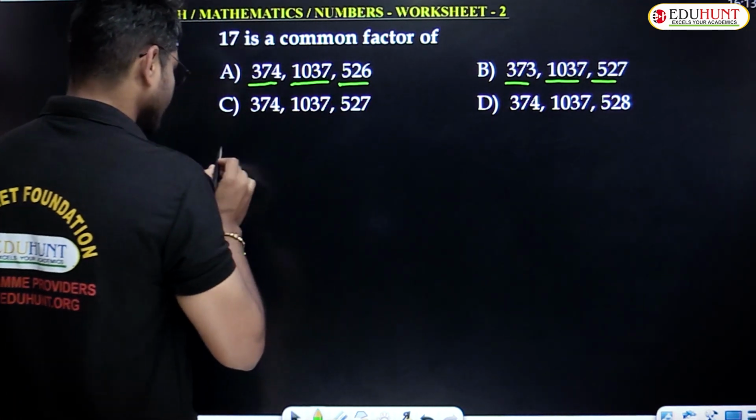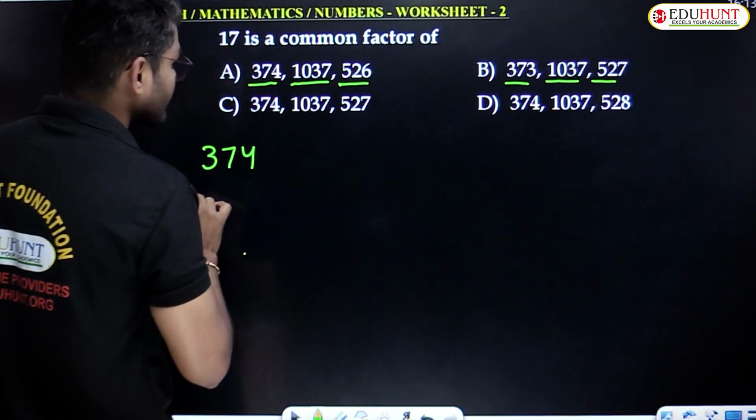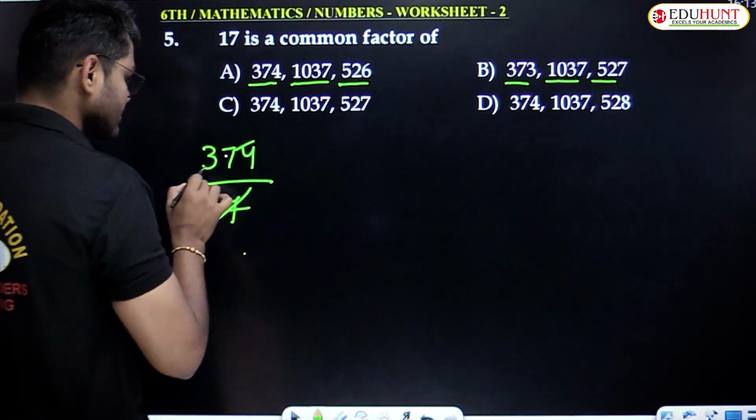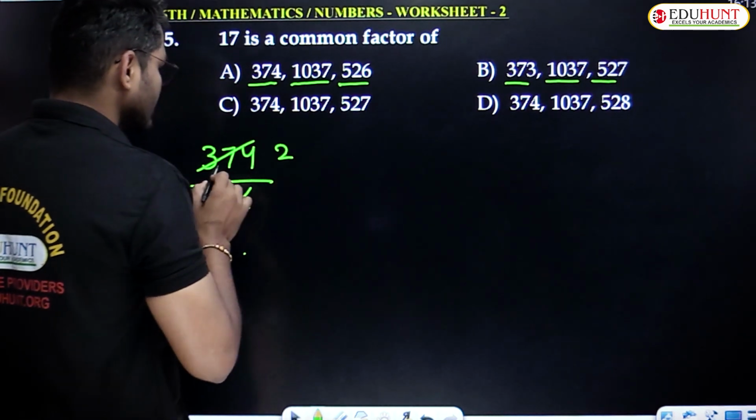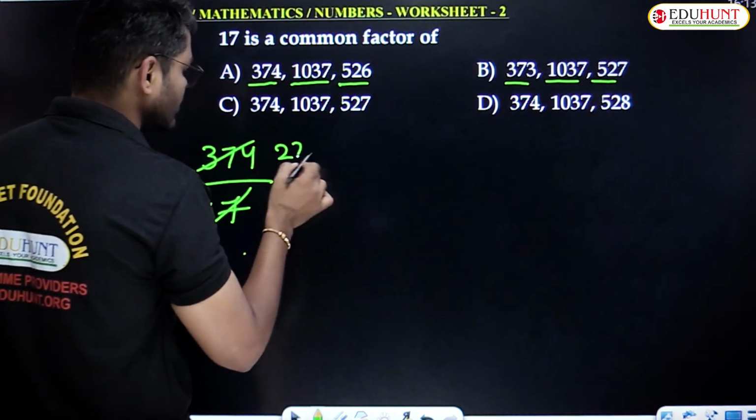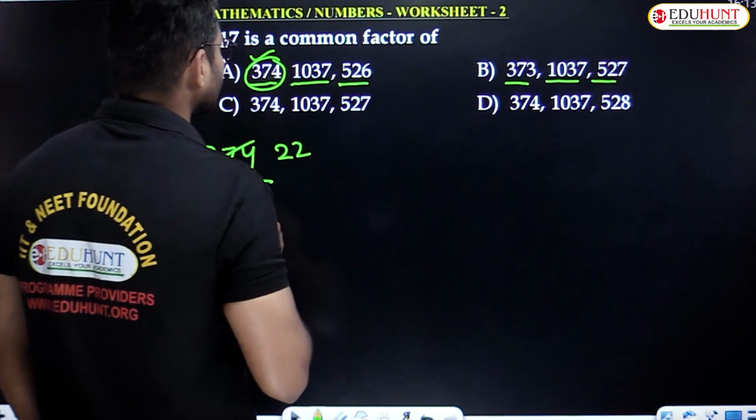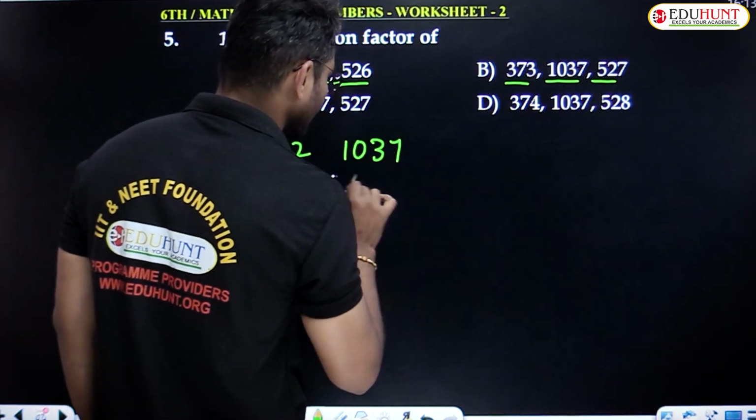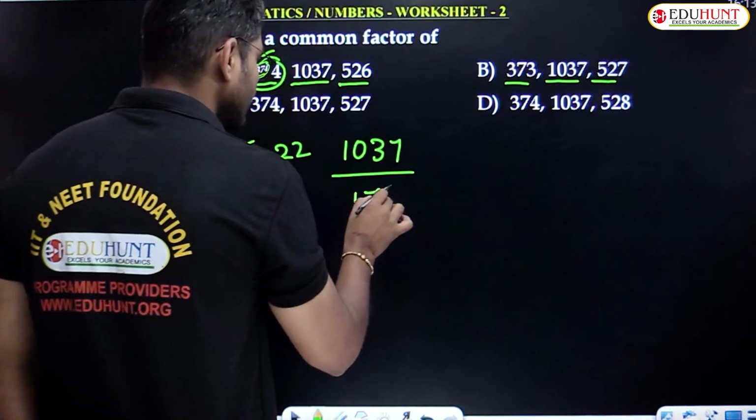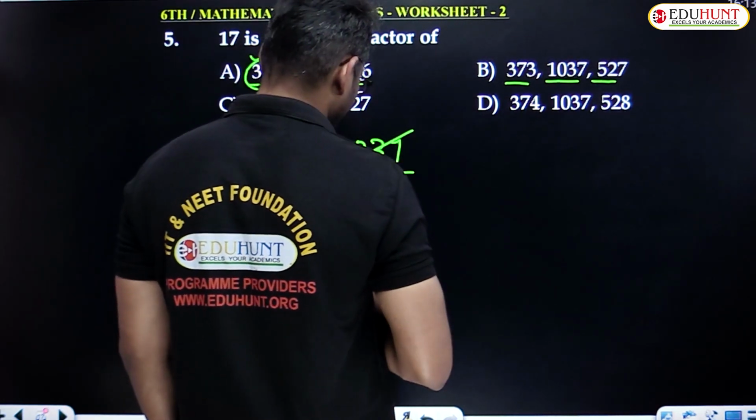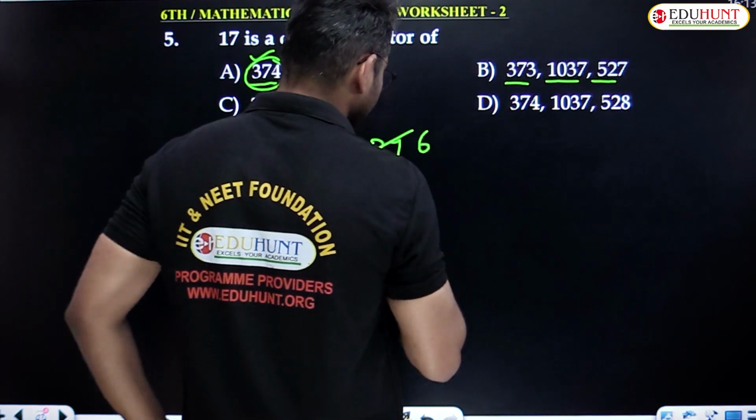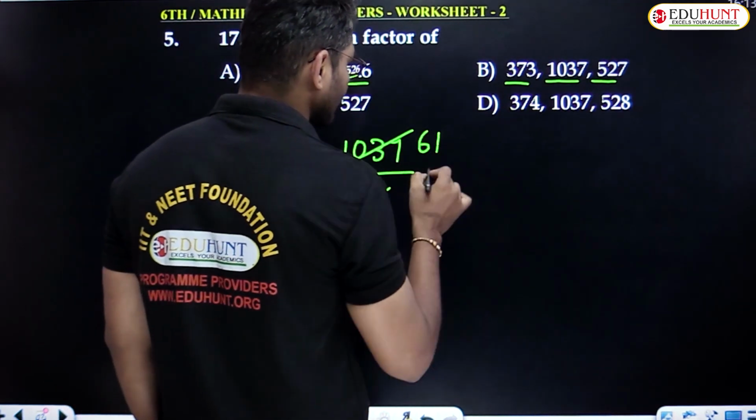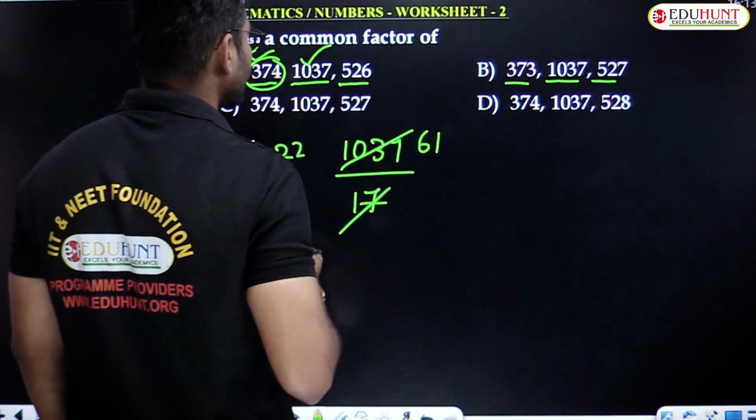Here, write 374 by 17. 17 is a factor. Okay, 17 ones are 17, 17 twos are 34. 34 again, 34 is there, 17 twos. Therefore it is divisible by 17. Okay, next 1037. This we have to check. 17 fives are 85, 17 sixes are 102. Okay, 102 and 17 ones are 17. Therefore it is also divisible.